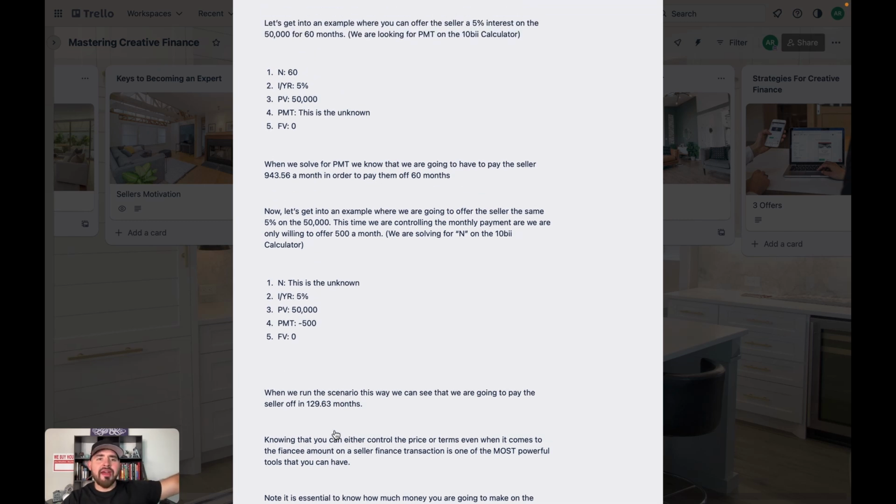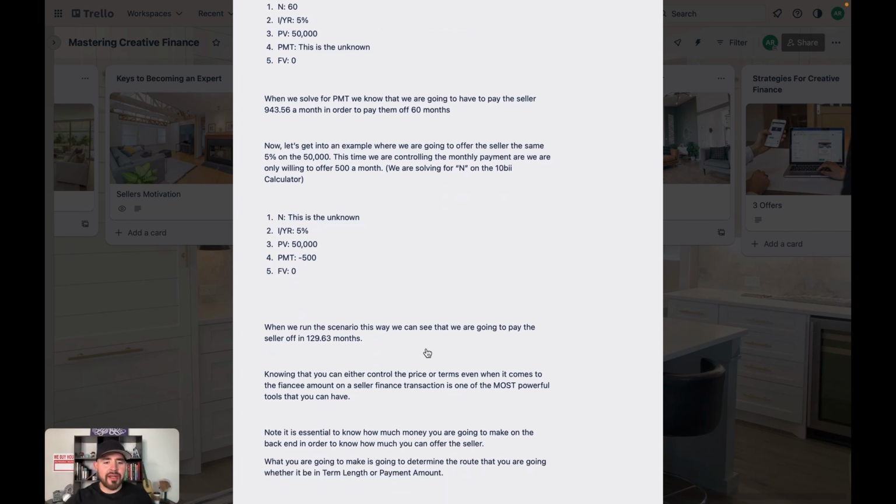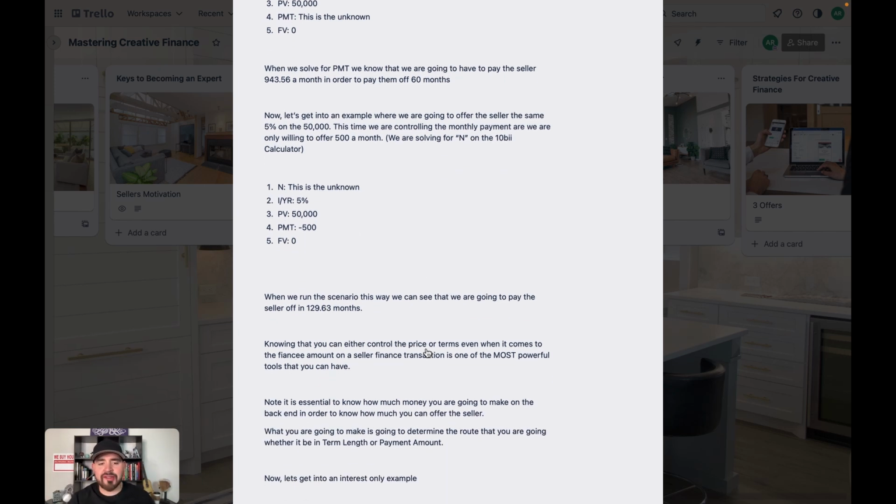Huge difference. When you look at both of these, if I pay you in the next 60 months, I have to pay $943. And if I pay you $500, I can pay you in the next 129. So super important. Very, very different transactions. The way that I would personally do this is you always want to control price or terms, but it is essential to know how much money you're going to make on the back end in order to know how much you can offer the seller.